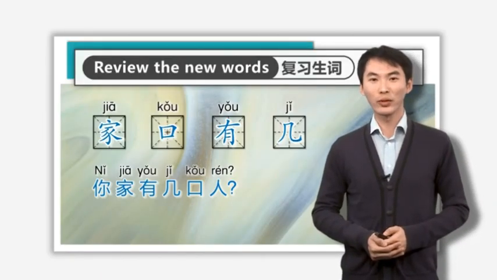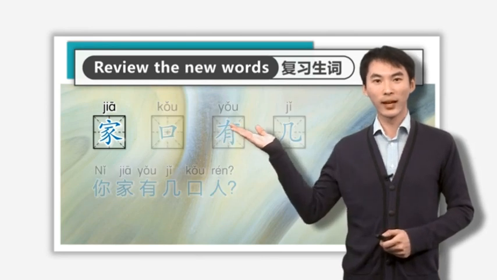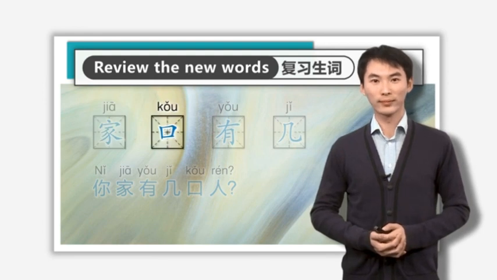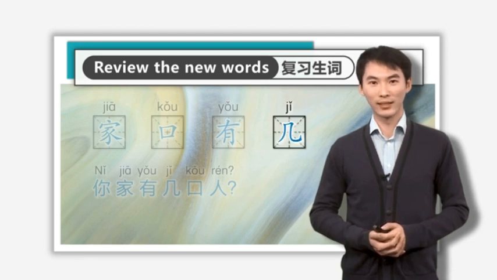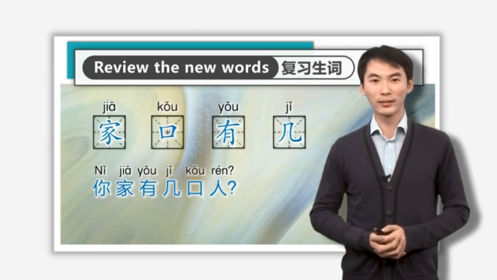Now, let's review the new words. 跟我读家、口、有、几、你家有几口人？你家有几口人？Very good.